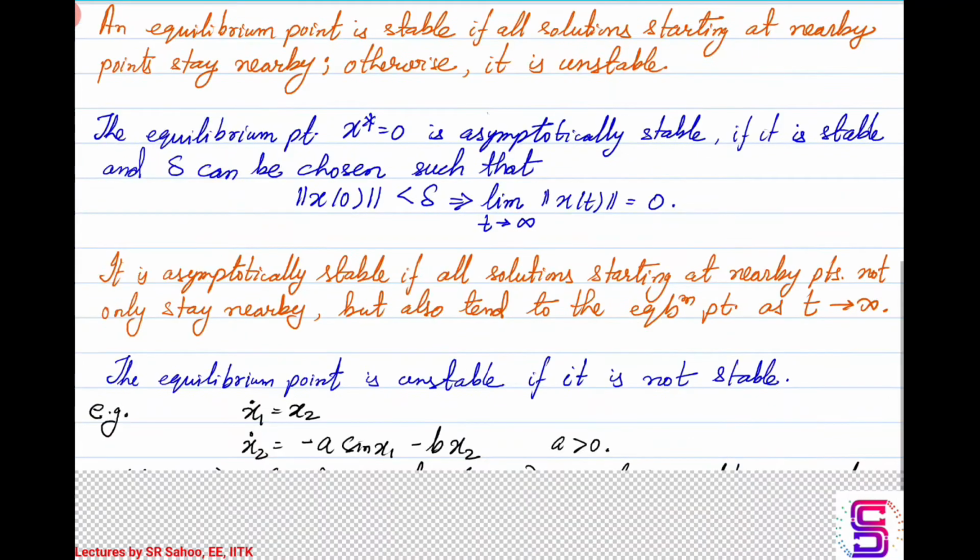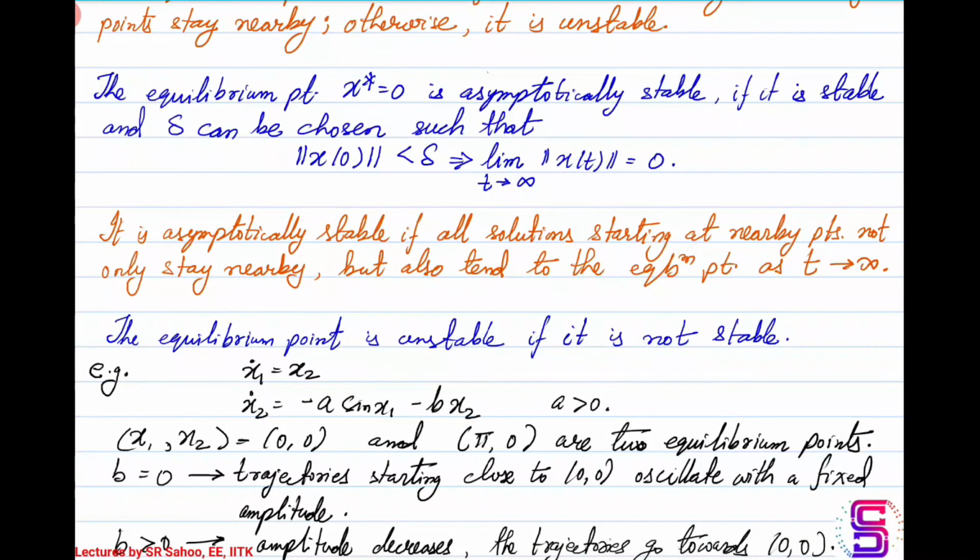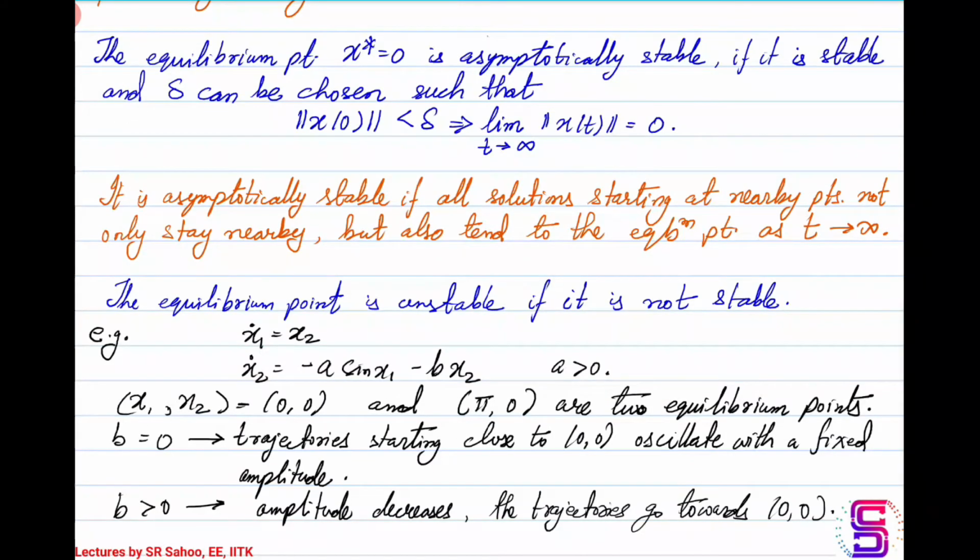Okay, and we say that the equilibrium point is not stable, that is, it is unstable, if the stability definitions are not satisfied by the equilibrium point. Okay, so let us take an example.